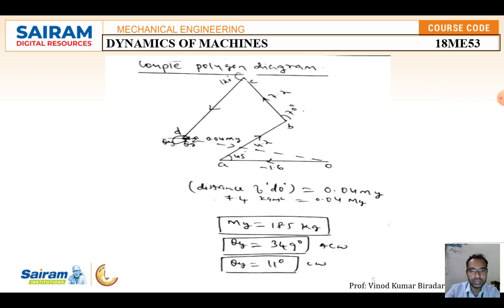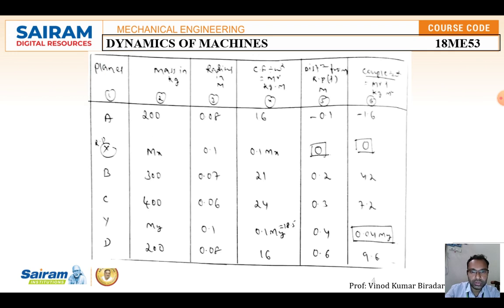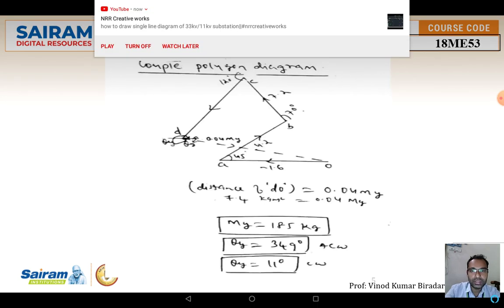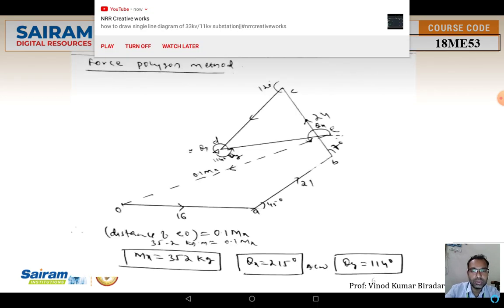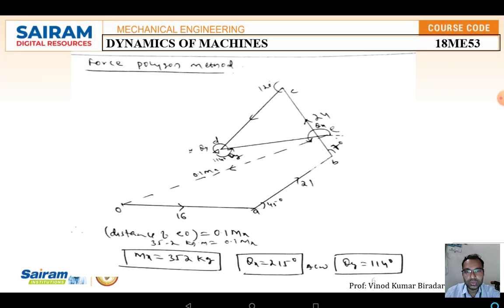So you are going to get 185 kg, and D to O, that is 9.6. Here you measure D to E, and you are going to get a new point E. But we don't know E to O, so put a dotted line. That is equal to 0.1 m x. So how to find the mass of x: the distance of E to O is equal to 0.1 m x. From this, m x, you are going to get 352 kg.